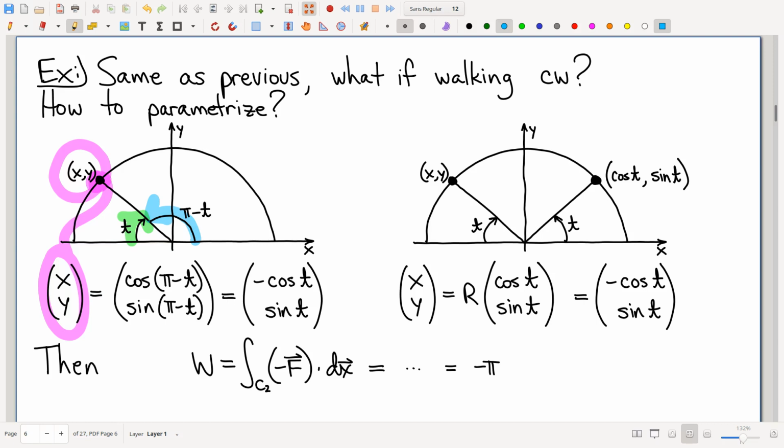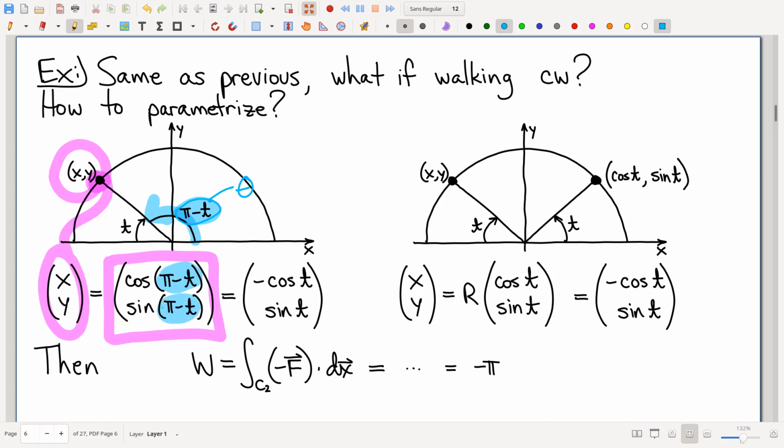And of course, if the green angle is t, then this blue angle is pi minus t. And now, just kind of forget about that t right there. I've got my theta, right? This is what you might call theta. And points on the unit circle are easy to write in terms of theta. Points on the unit circle are cosine theta, comma, sine theta.